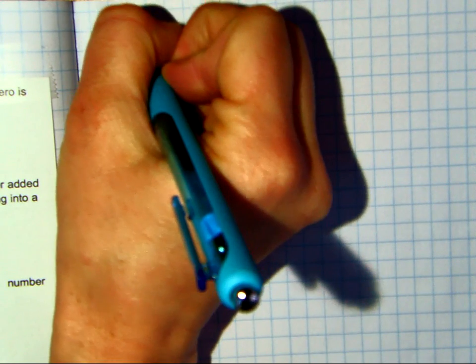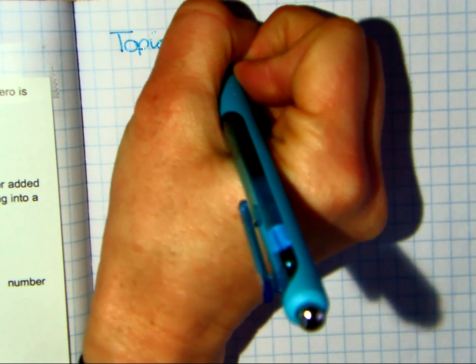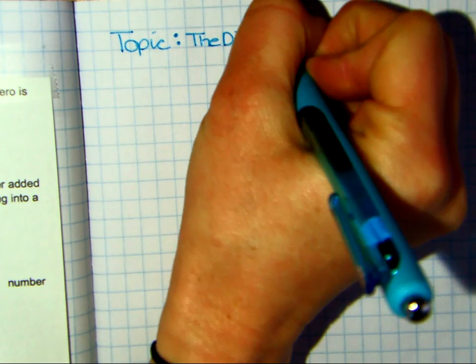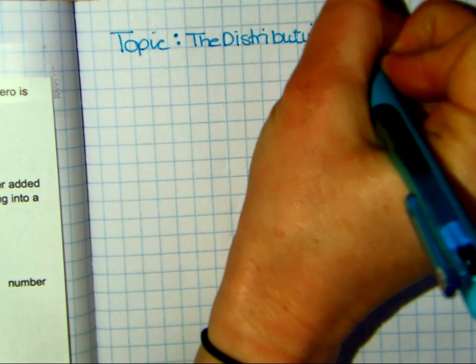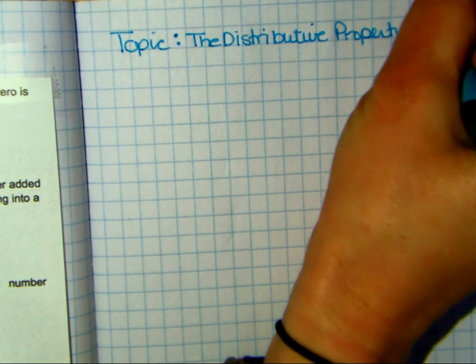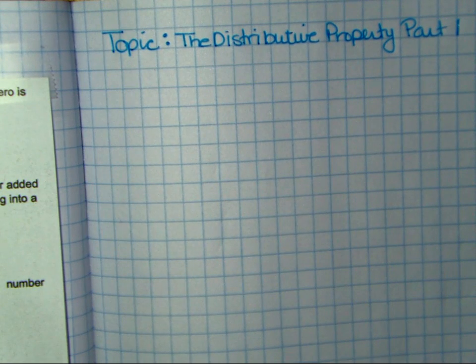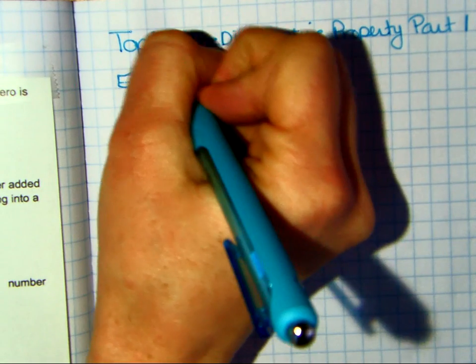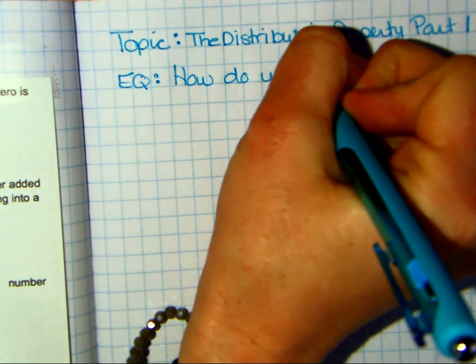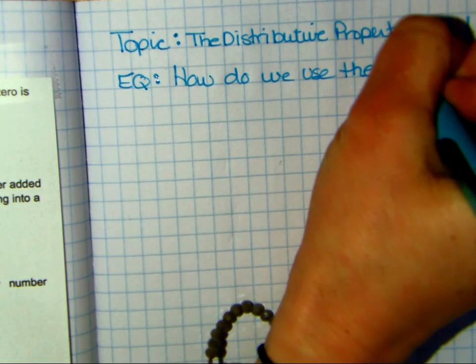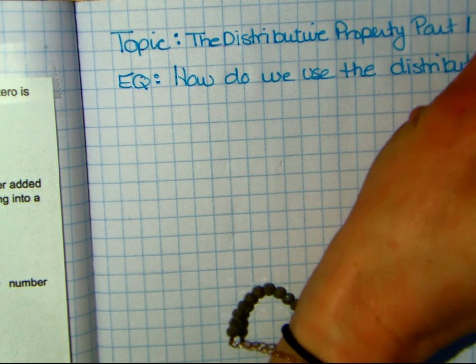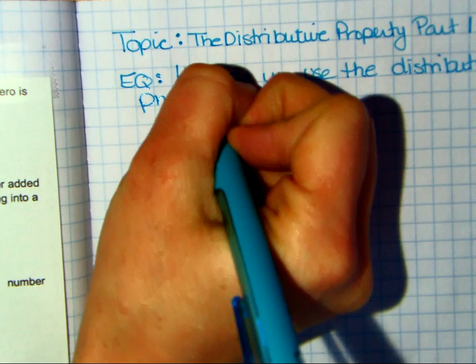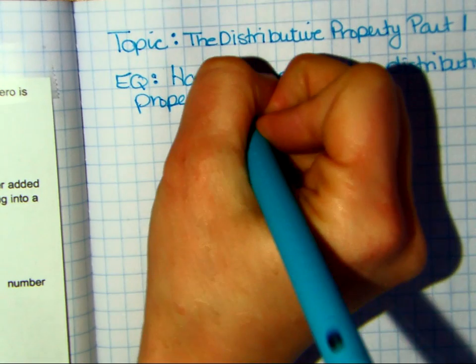Okay, so now we're going to go over to page 92. Your topic, once again, is going to be the distributive property, Part 1. And your essential question, it's going to be a long one today, so bear with me. How do we use the distributive property to simplify an expression? It's actually not that long.